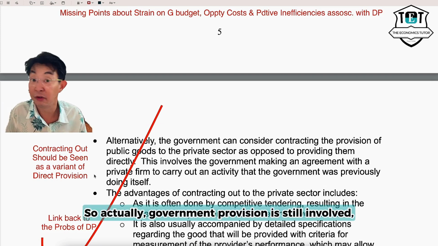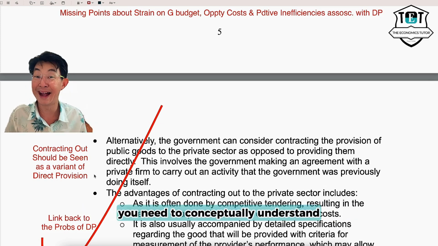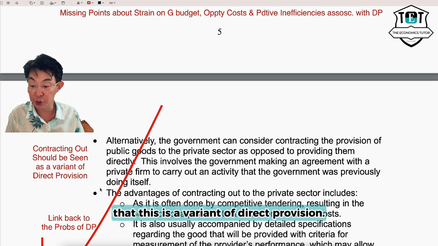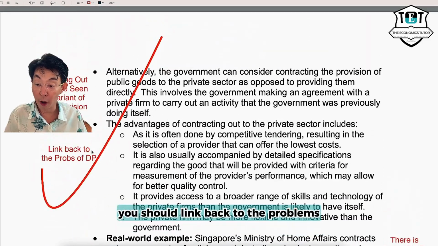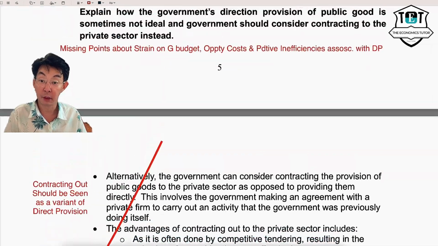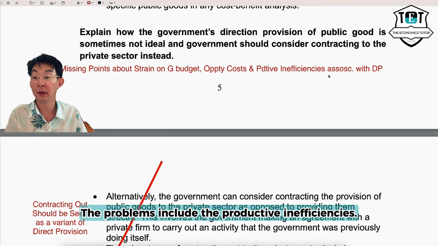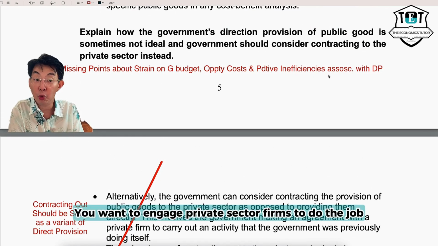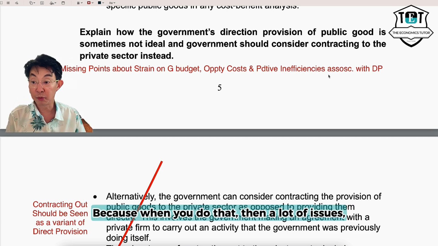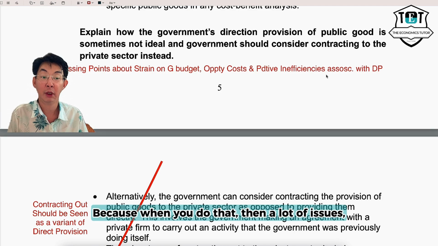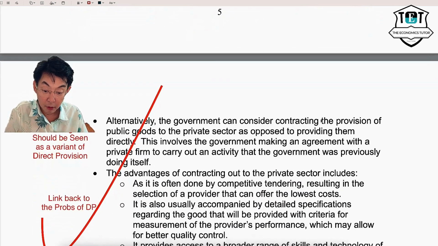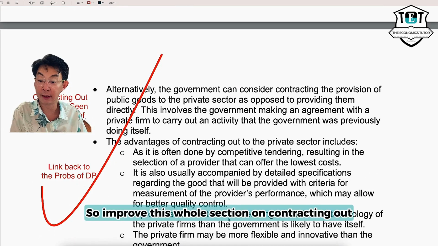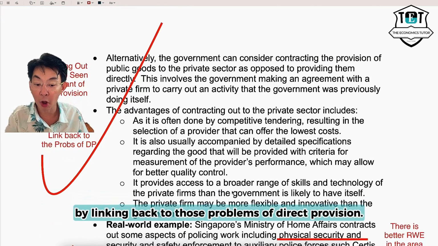So actually, government provision is still involved. That's why my point is you need to conceptually understand that this is a variant of direct provision. And to carry these points well, you should link back to the problems of direct provision. What are the problems? The problems include productive inefficiencies. That's why you want to contract out: you want to engage private sector firms to do the job instead of civil servants, because otherwise there may be issues of expertise as well as cost inefficiencies. So improve this whole section on contracting out by linking back to those problems of direct provision.